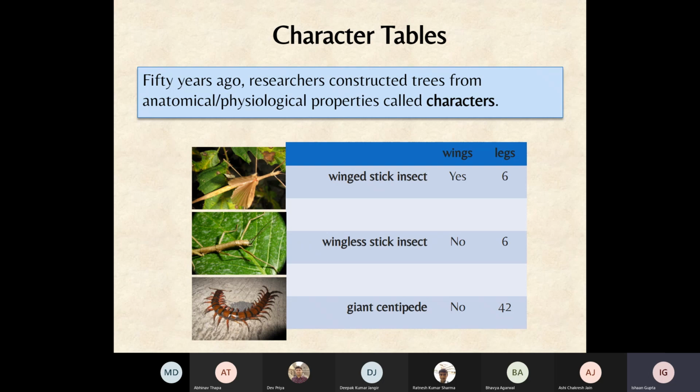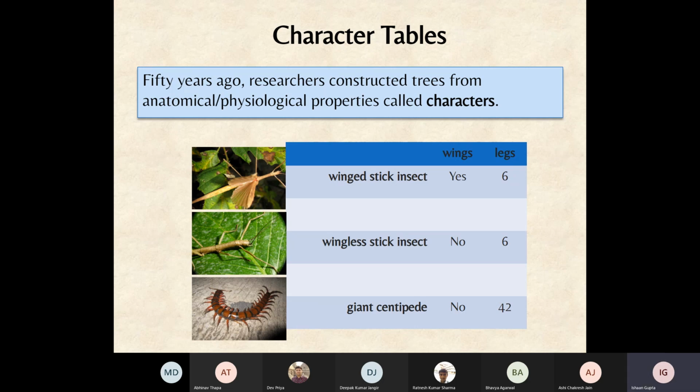These characters could be, let's say, easily physically recognizable characteristics. Let's say whether an insect has wings and how many legs that insect has, right? So these are characters, wings and legs. For example, I'm showing you 3 insects here.